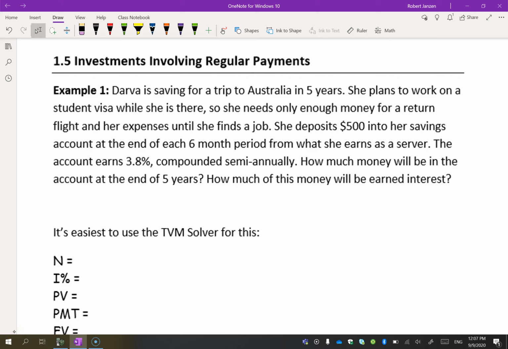In this lesson, we're going to spend some more time with the TVM solver, but rather than look at what happens with your future value or final value, we're going to look more at what happens with the regular payments. So here, instead of starting with a lump sum and seeing what it's worth, we're going to see what happens when we make regular payments.